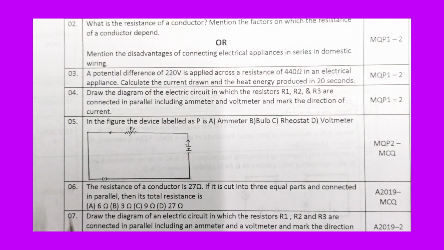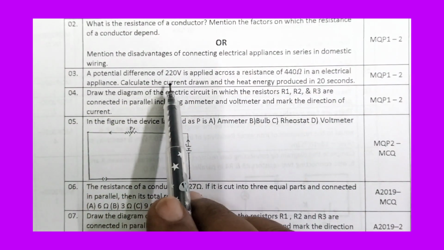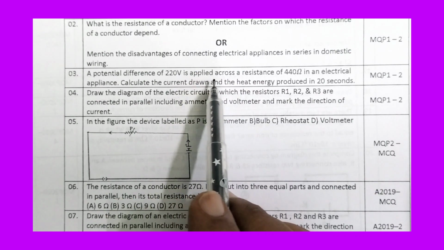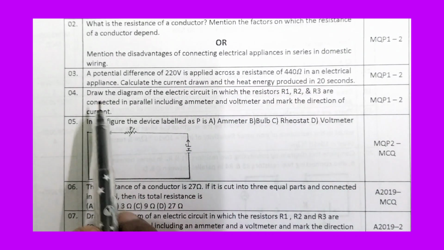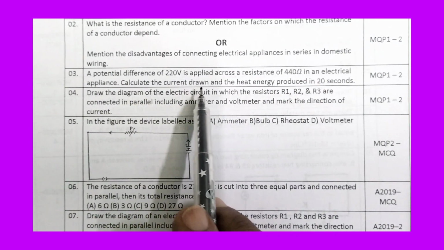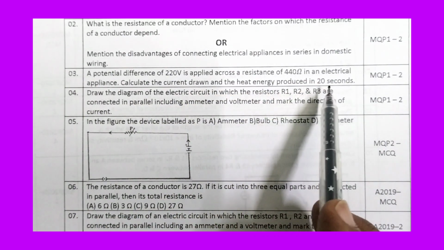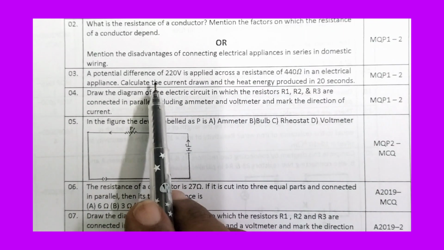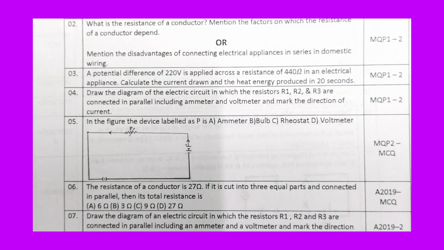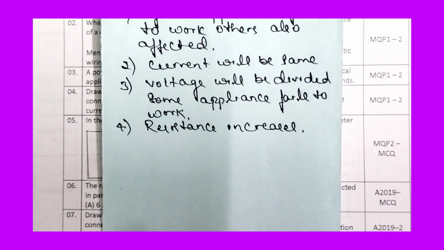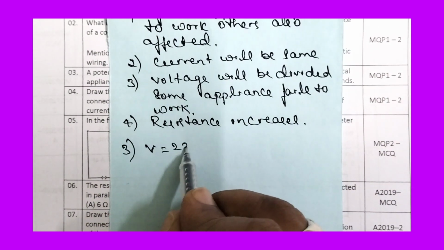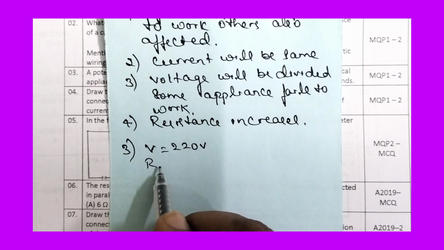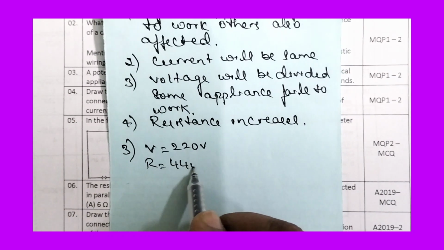Then, coming to the third question: a potential difference of 220 volt is applied across a resistance of 440 ohm in an electrical appliance. Calculate the current drawn and the heat energy produced in 20 seconds. First they have given the voltage, 220 volts. Now let us answer the third question. Voltage is equal to 220 volts, resistance is equal to 440 ohms.